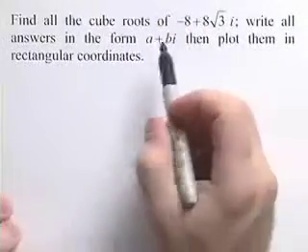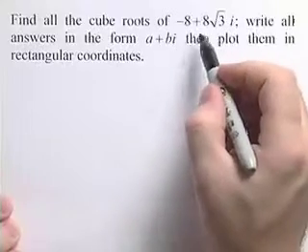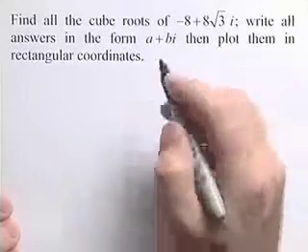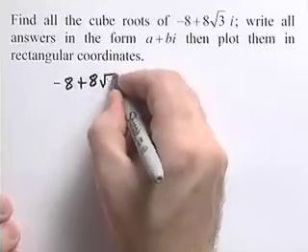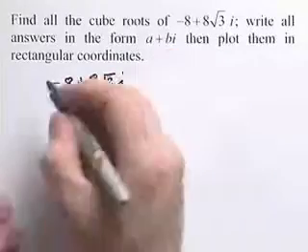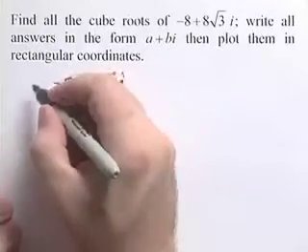We're going to find the cube roots of a complex number, and we're going to write all of the answers in the form a plus bi and then plot them in rectangular coordinates. We're given this complex number, negative 8 plus 8 times the square root of 3i. I'm just going to rewrite that here. We're going to go ahead and call that w.